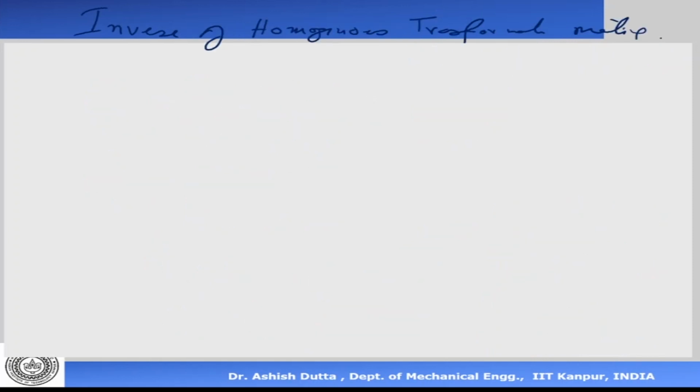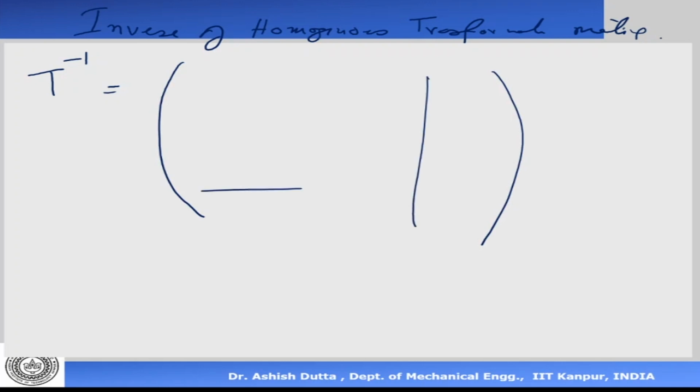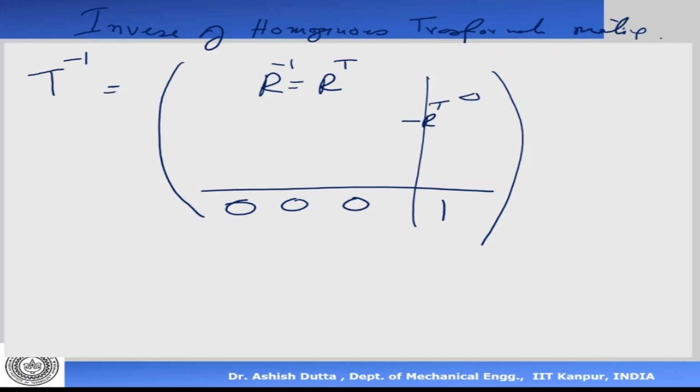So what is the inverse? The inverse of the T matrix is given by this. This part remains as 0, 0, 0 and 1. In this part, the rotation becomes the inverse, which is equal to transpose. So that is easy. And this one becomes minus R transpose into del x, del y, del z. Please note that. You can prove it very easily.